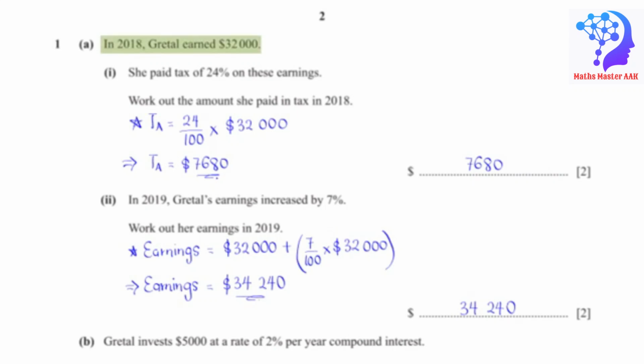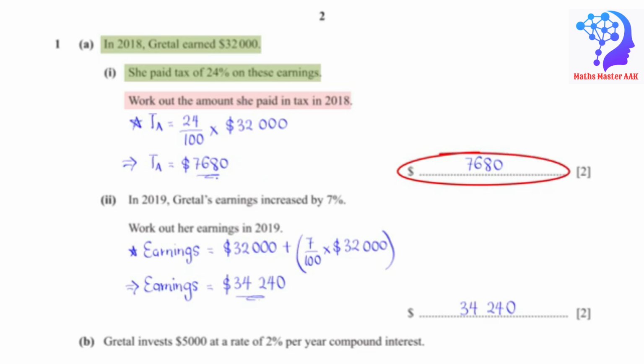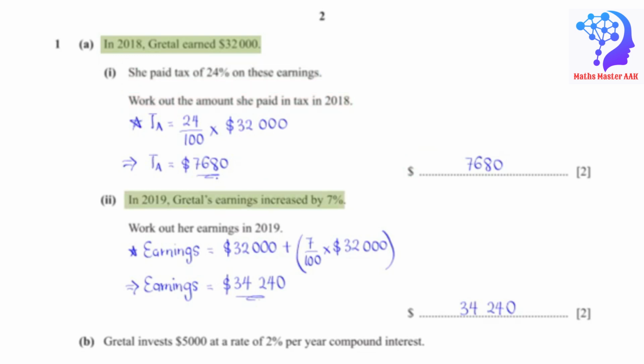In 2018, Gretel earned $32,000. She paid tax of 24% on these earnings. Work out the amount she paid in tax in 2018. The amount Gretel paid in tax will be equal to 24 over 100 times $32,000. This gives us $7,680.